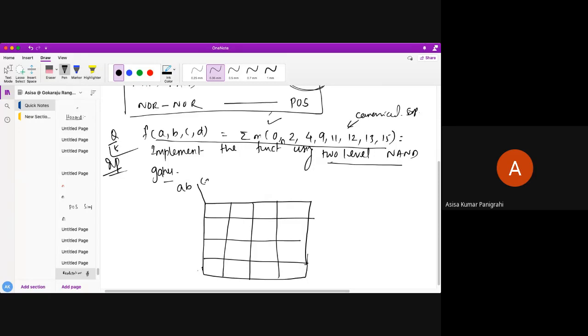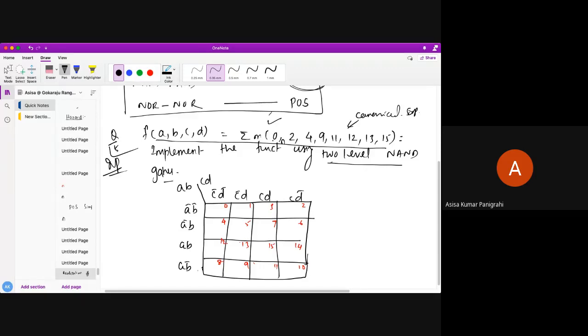So this is A, B, C, D, C bar, D bar, C bar, D, C, D, C, D bar. In here A bar, B bar, A bar, B, A, B, A, B bar. Okay. And you can know the positions of each cell: 0, 1, 2, 3, 4, 5, 6 and 7, 8, 9, 10, 11, 12, 13, 14, then 15. Okay, so these are the different positions.